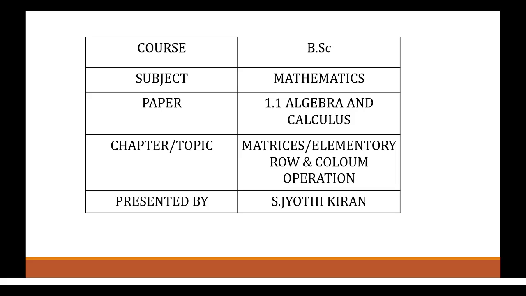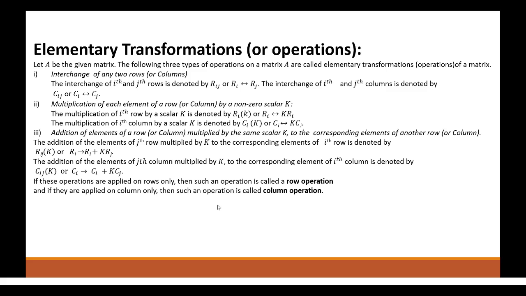Today I am going to explain elementary row and column operations. First we will see the definition of elementary transformation. Let A be the given matrix. The following three types of operations on a matrix A are called elementary transformations of a matrix. First, the interchange of any two rows or columns.